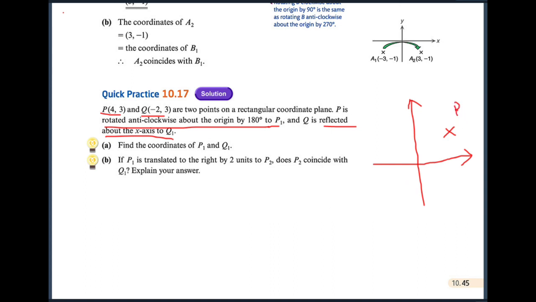And now, you need to rotate it anti-clockwise by 180 degrees. So, anti-clockwise 180 degrees, it will fall to here. That is your P1. And when you try to turn this by 180 degrees, you just add the negative sign to all the coordinates, x coordinate and y coordinate. So P1 will become -4, -3. It's easy.